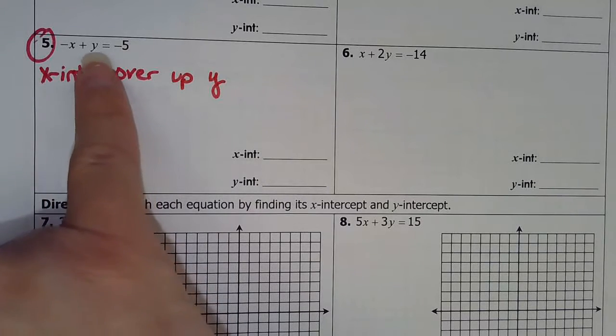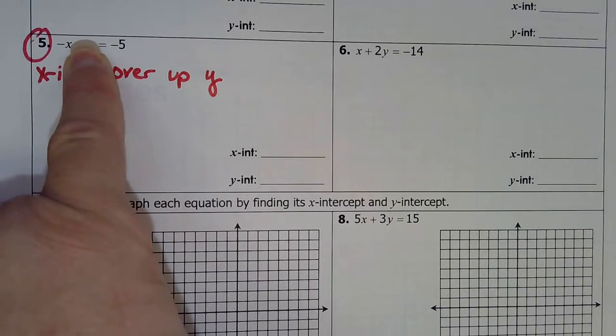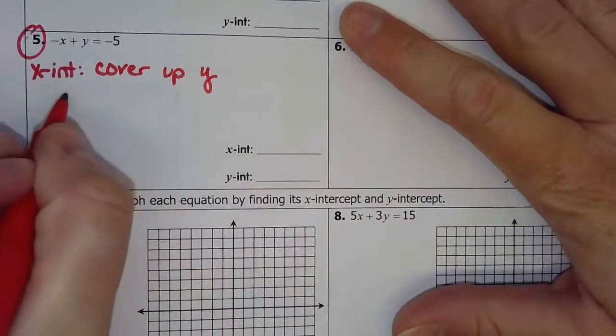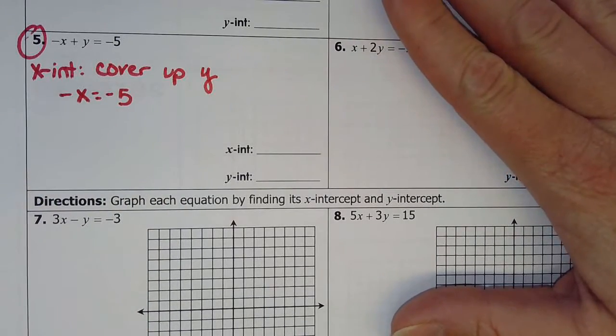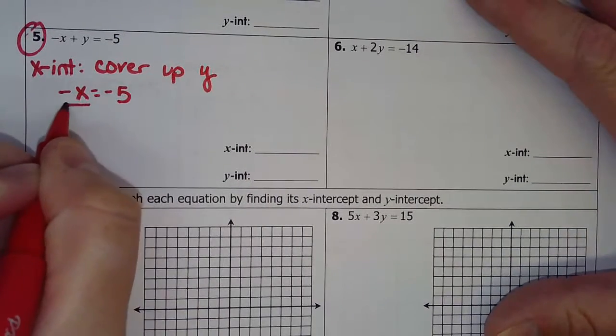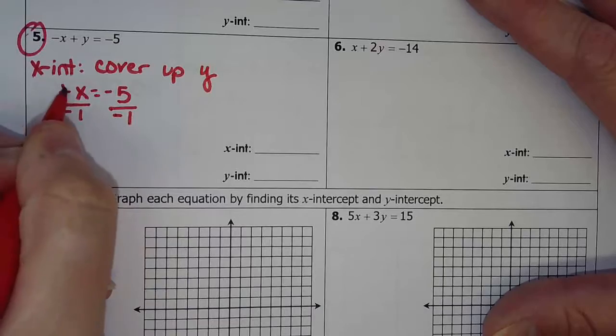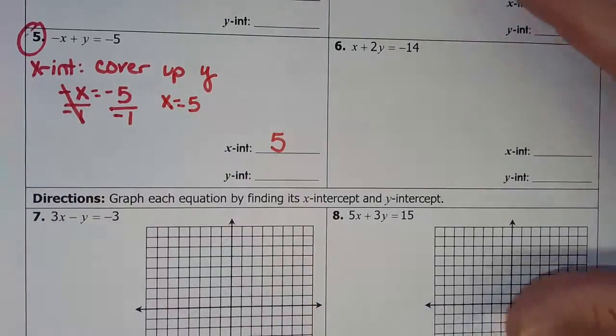So, to find the x-intercept, you cover y up. And what are we left with when we cover y up? Negative x equals negative 5. If I want to solve for x, you cannot leave it as negative x equals negative 5. We have to get x by itself. How would I get x by itself? Divide by negative 1, and that cancels. We have x equals 5. The x-intercept is 5.